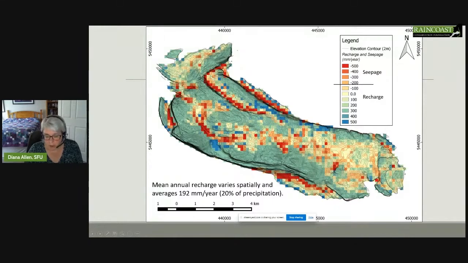So on an average annual basis, there is a lot of recharge in this green that happens over the top of Gabriola Island, but there's also a lot of seepage areas along the sides. And then there's discharge to the ocean as well.